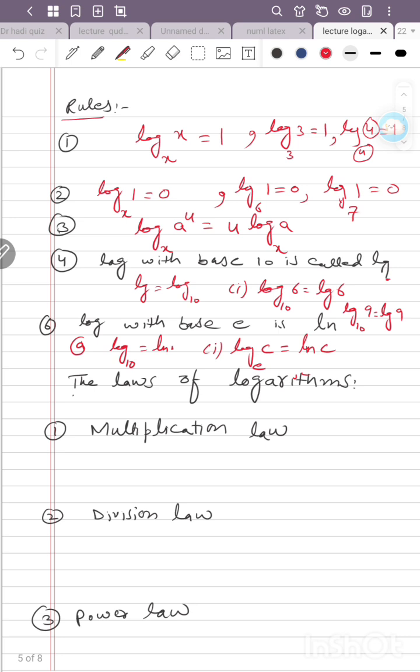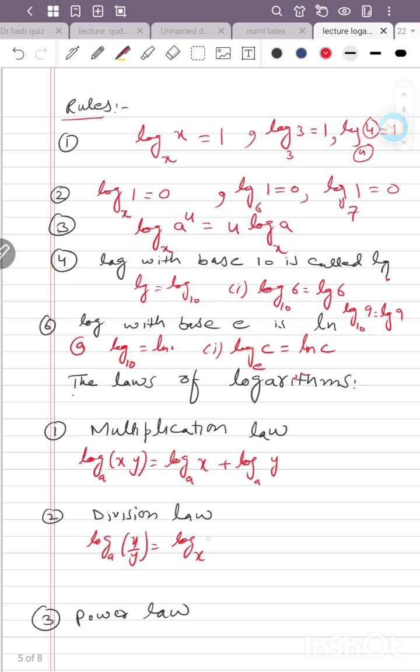Now we have to use the laws of logarithms. These are very important rules for solving logarithmic questions. The first property is the multiplication property. What is the multiplication property? You have a log with a base a, and these two arguments are multiplied, so your answer is log of x plus log of y. When you multiply, it will be plus. This is the property of log.